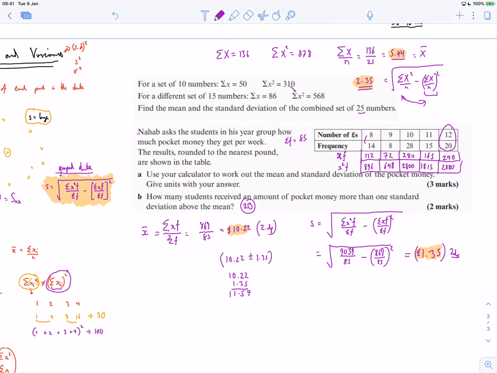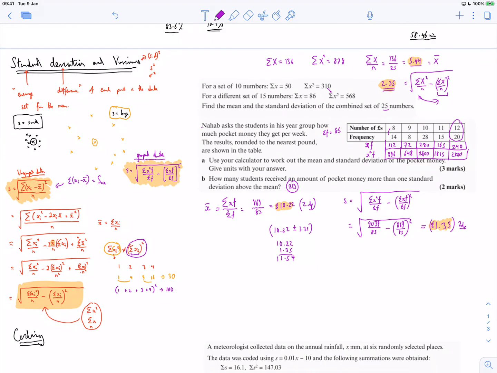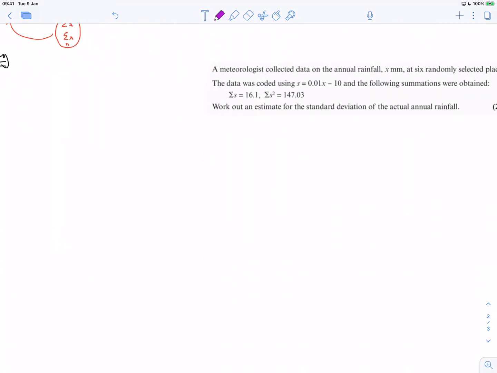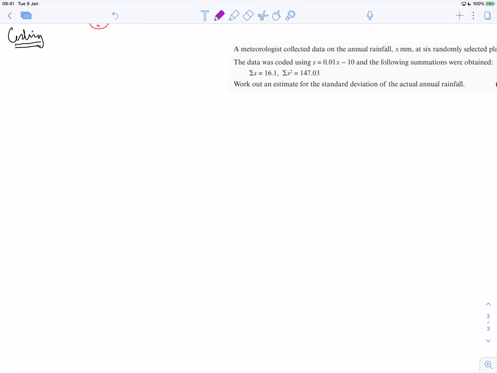Okay, cool. So standard deviation and variance, they are just measures of spread, and they are literally the average distance or difference of each point in the data set from the mean. Okay, coding. Right, now what's the point in coding? Well, sometimes data is either too big or unwieldy, or it's just generally not nice to work with, and we can perform linear transformations or linear coding to data to make it easier. I'll take an example.